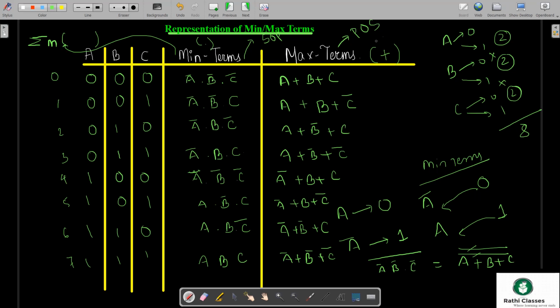But in POS, it will be presented as pi. Pi means multiplication, and it will be denoted by capital M. Minterms are small m, maxterms will be capital M, and the values will be stored. We will discuss that in our next lecture. Hope you understood the meaning of minterms and maxterms. Thank you.